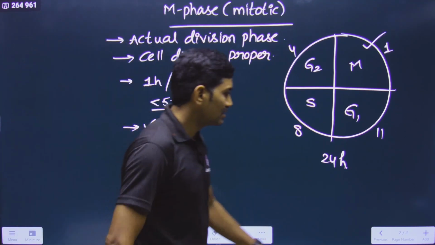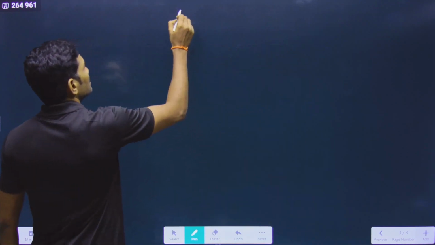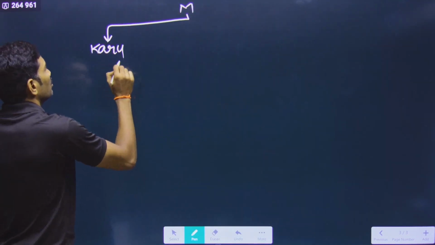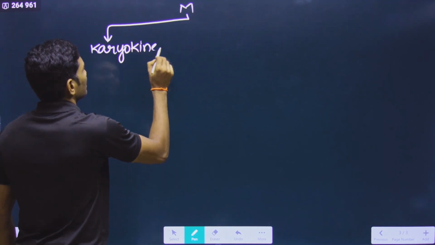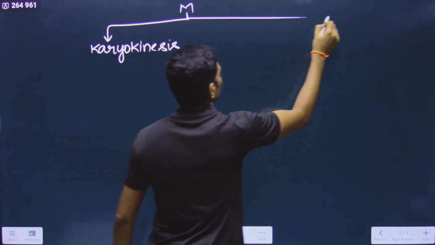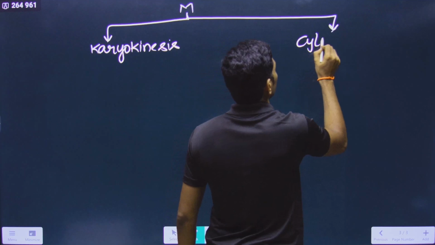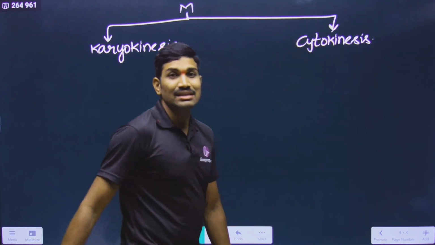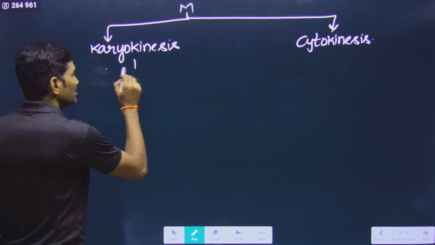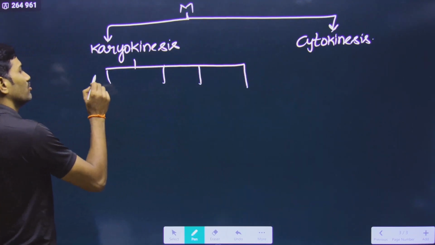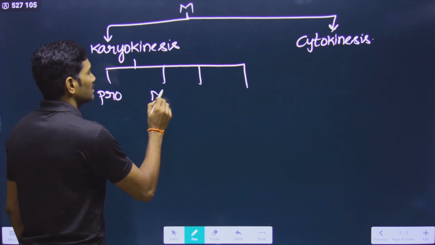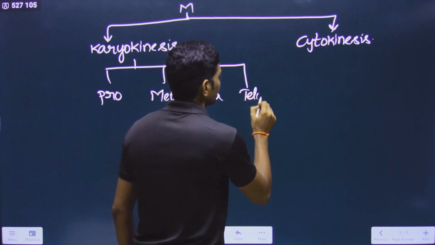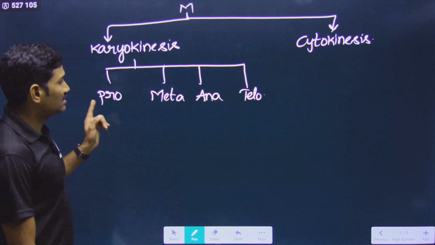And now we are going with some specific process. M phase is divided into two subphases. Already we studied this. One is called nuclear division, also called karyokinesis, and the other one is called cytoplasmic division, that is cytokinesis. And within karyokinesis, nuclear division, again four phases are there. They are prophase, metaphase, anaphase, and telophase. Yes or no? And these are in a sequence.